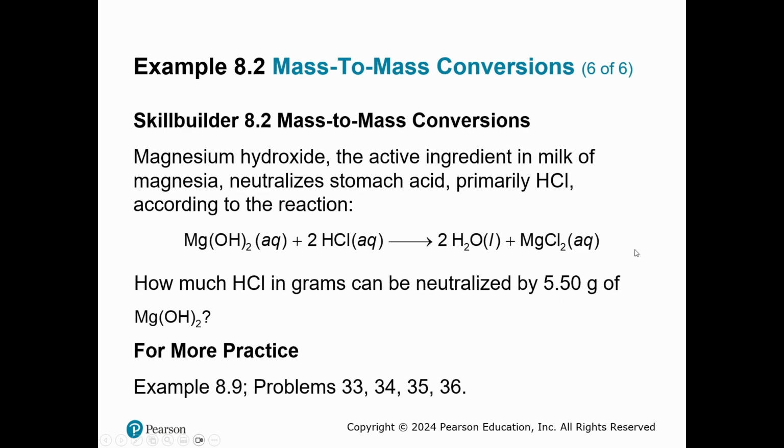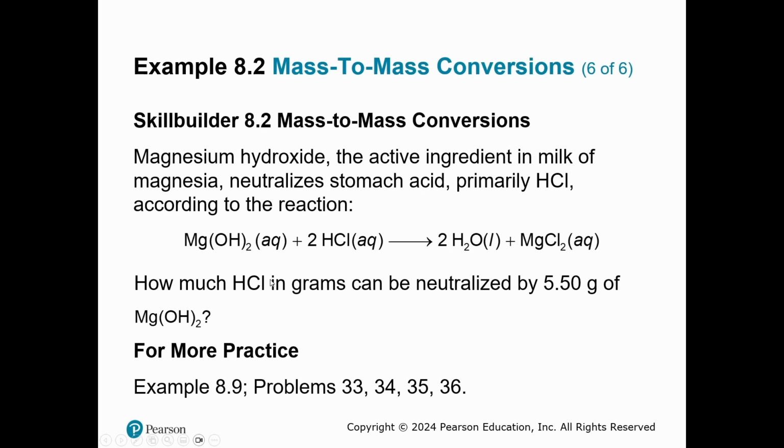Here we have another example of a similar type of mass-to-mass conversion problem. Instead, we have magnesium hydroxide and hydrochloric acid reacting to make water and magnesium chloride. First thing you want to do is figure out what our given piece of information is. So we have 5.5 grams magnesium hydroxide, and we're going to want to figure out how many grams of HCl can be reacted against this.